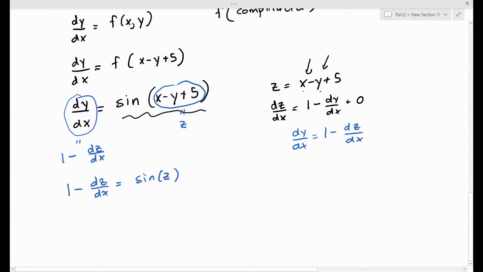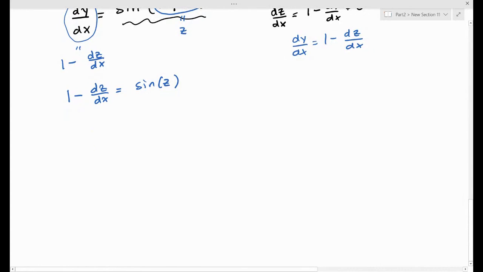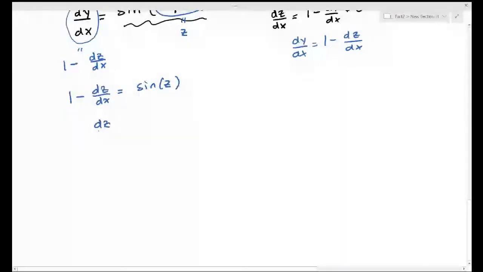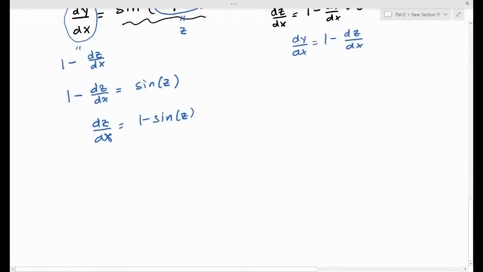And so the idea there is that you've just simply simplified what's inside the sine, and that's going to make this differential equation easier to solve. And we see that this is equivalent to saying that dz/dx is equal to 1 minus sine z. Okay, and so here now we've essentially gotten rid of y. And so we have z prime is equal to some function of, well, z. And so this is separable, right?